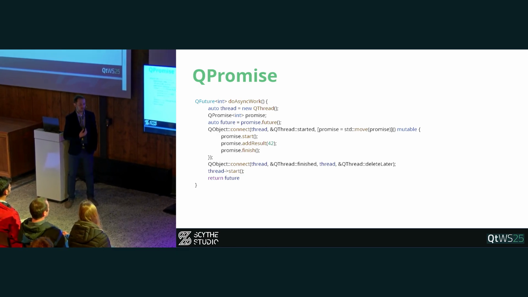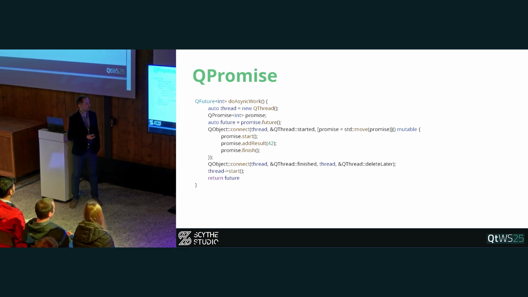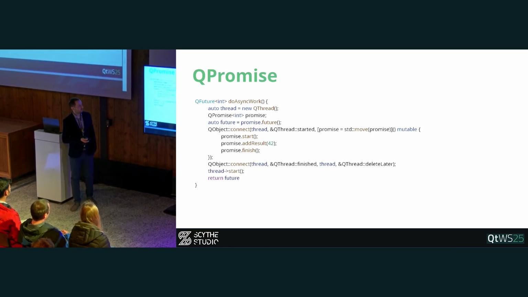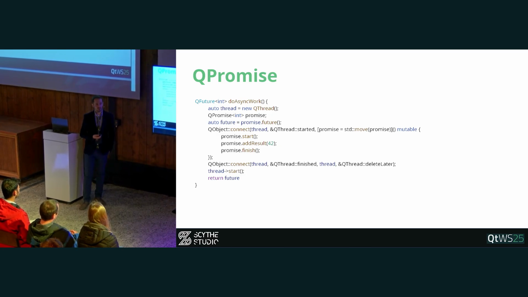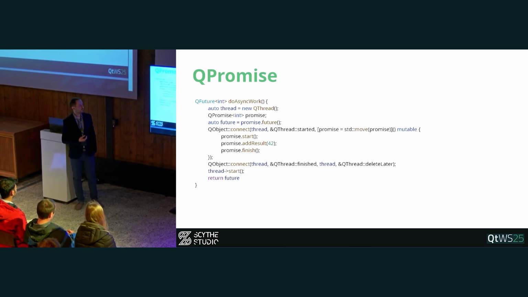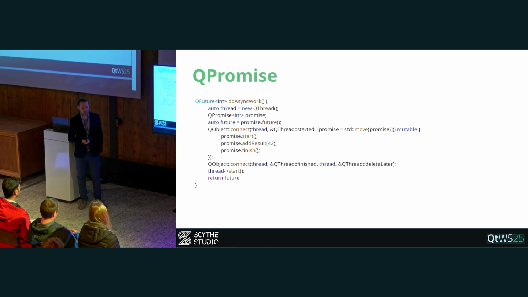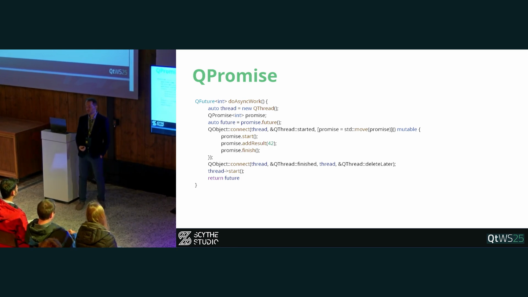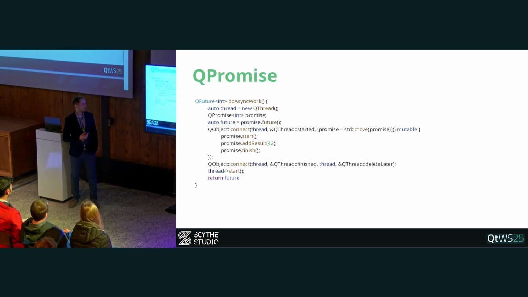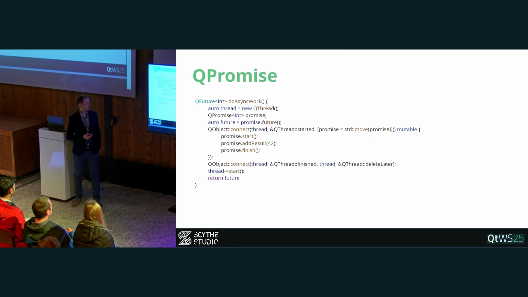And as soon as this operation is started, you should call the start method on the promise. It will also change the status of the QFuture to started. When you have one or more results, you communicate the result back by calling addResult, because QFuture can actually transfer more than a single value. And when you are done with your operation, you should call the finish method on QPromise.